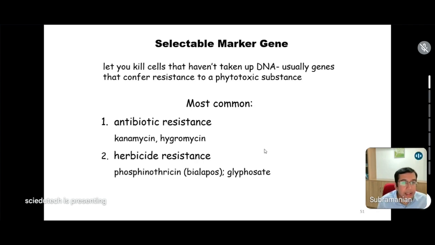So as I said, you use a selectable marker gene. You let the cells that haven't taken up DNA be killed. Usually it encodes genes that confer resistance to a phytotoxic substance, right? So all the cells that don't contain the DNA are killed by using a certain phytotoxic substance. Most common are antibiotic resistance genes like kanamycin or hygromycin. You can also use herbicide resistance genes like bialaphos or glyphosate.